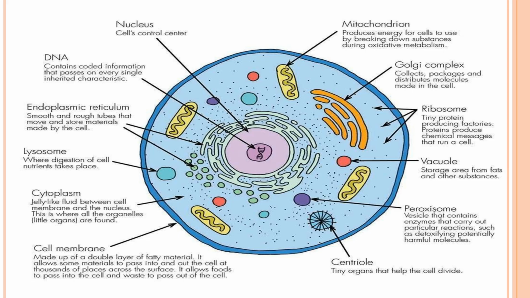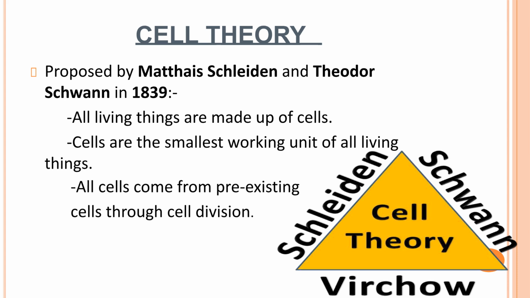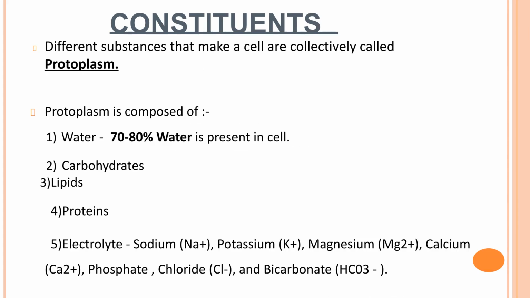The cell theory, proposed by Schleiden and Schwann in 1839, states that all living things are made up of cells. Cells are the smallest working unit of all living things, and all cells come from pre-existing cells through division. The different substances that make up a cell are collectively called protoplasm. It is composed of 70 to 80% water, carbohydrates, lipids, proteins, and electrolytes like sodium, potassium, and calcium. The major subcellular structures present in a cell include the cell membrane, cytoplasm and its organelles, and the nucleus.